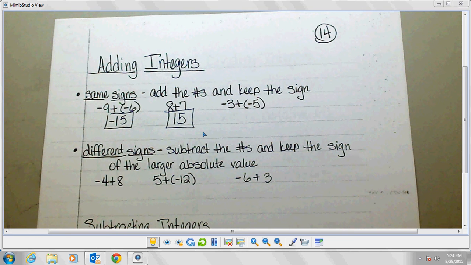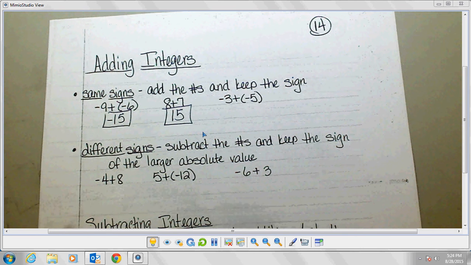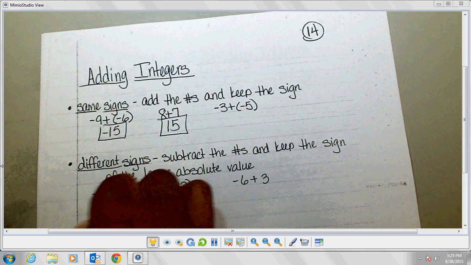Okay, let's go to the different signs rule. So subtract the numbers and keep the sign of the larger absolute value. So my first example, I have a negative 4 and a positive 8. So that's why they're different signs. One is negative, the other is positive. So I'm going to subtract these two numbers and I'm going to keep the sign of my larger absolute value, which happens to be the 8. So it's basically the number that looks the biggest is the sign that we keep because there's basically more positives than negatives here. So my answer here will be 4.